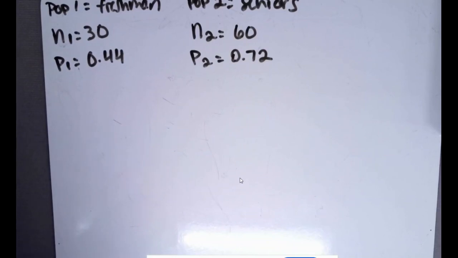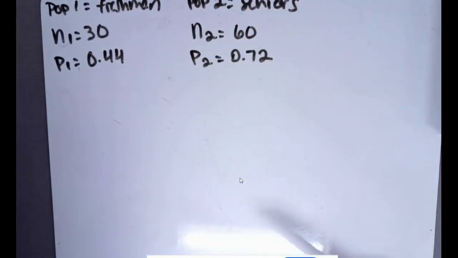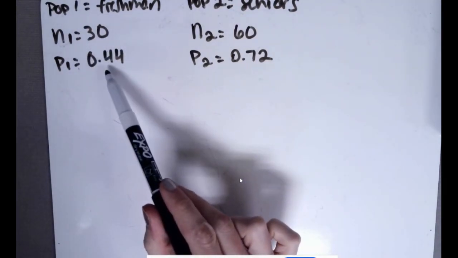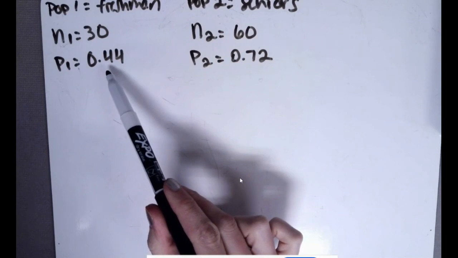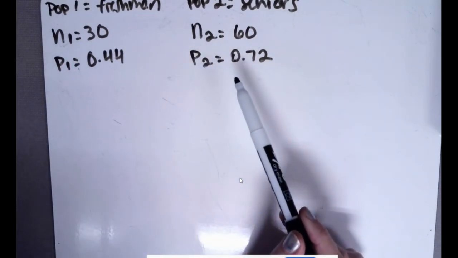So I just rewrote some of that key information here. We're treating our population 1 as freshmen and population 2 as seniors. So we're taking samples of size 30 with chance of success 0.44 from the freshmen, and samples of size 60 with chance of success 0.72 from the seniors.